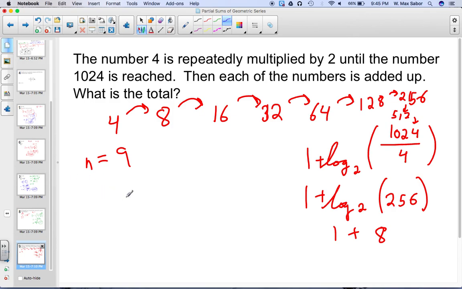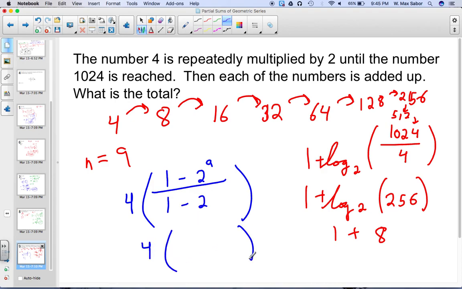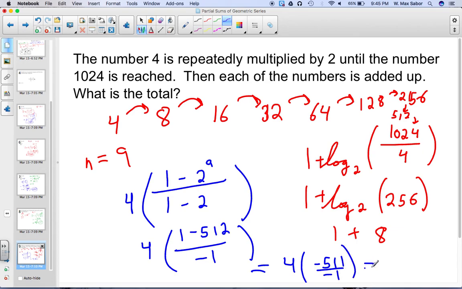We will say a sub 1 is 4. 1 minus 2 to the 9th over 1 minus 2. So 4. 2 to the 9th is 512 over negative 1. So this is 4 times negative 511 over negative 1 equals 2044.